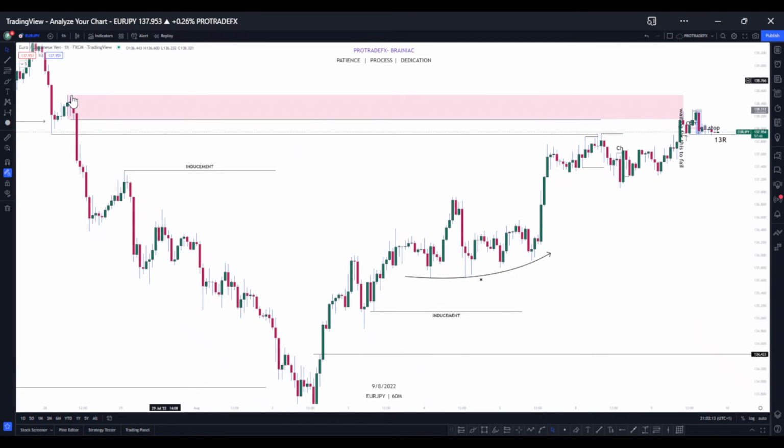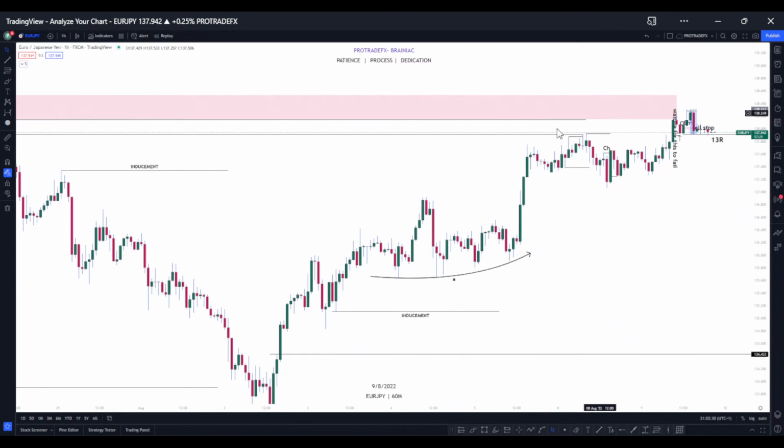We see this supply and we see this imbalance, right? The first reaction of the imbalance for me is most times I see them as what? Inducement. So when price taps into this, but yet to fully tap into my main area of supply, which is my point of interest for sells, I see that as inducement.